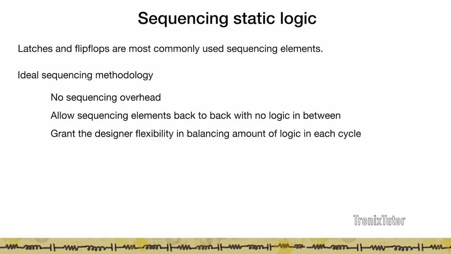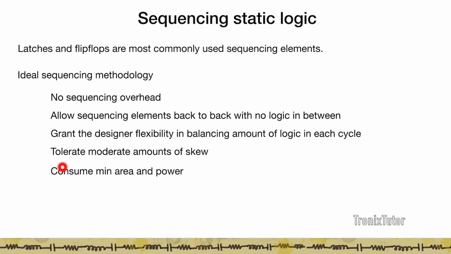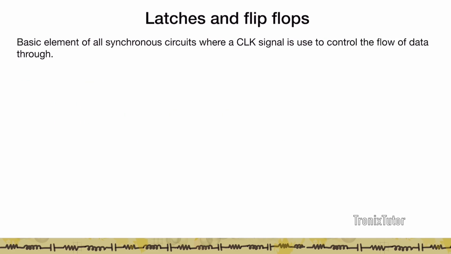The third thing is that the elements should be able to give some sort of flexibility to the designer in balancing the amount of logic I can create between adjacent sequencing elements. And these elements should be able to tolerate a moderate amount of skew when it comes to the arrival of the clock. And finally, like with all digital elements, it should consume minimum area and minimum power.